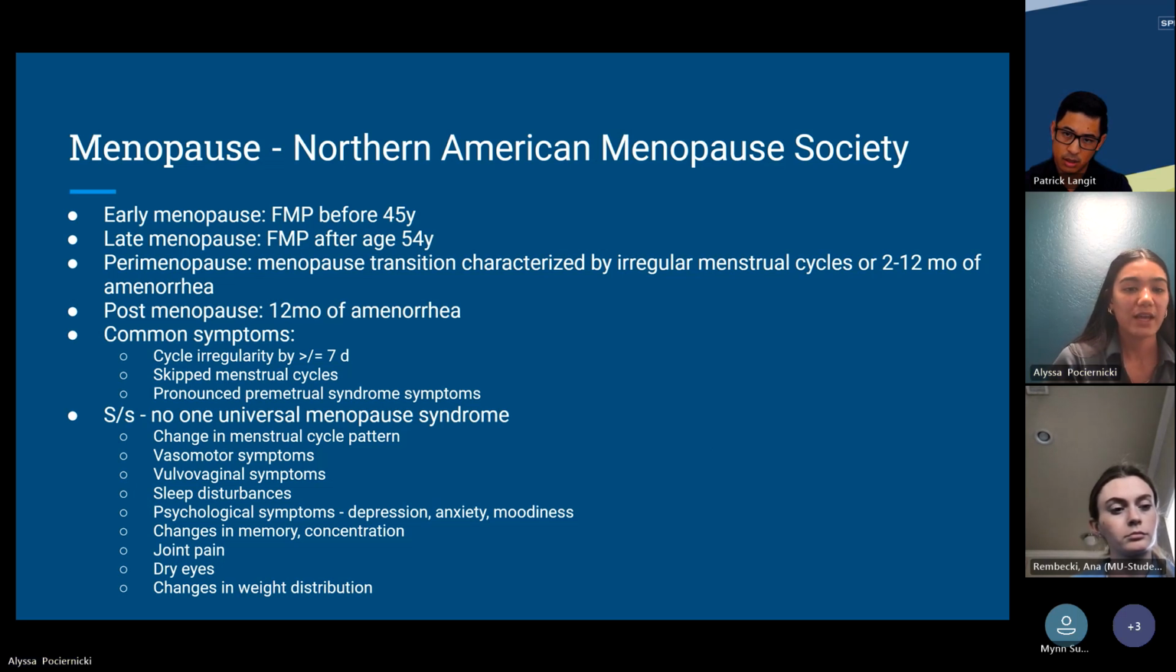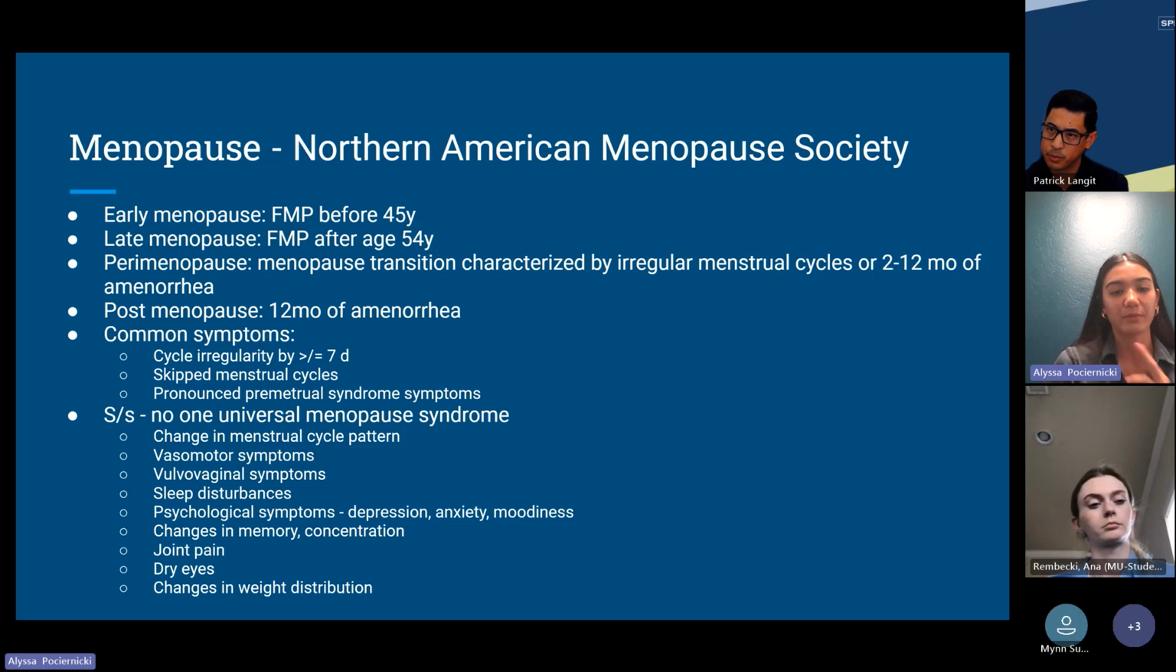And then sleep disturbances, psychological symptoms, so depression, anxiety, and moodiness. They can have changes in memory and concentration, joint pain, dry eyes, and then changes in weight distribution.